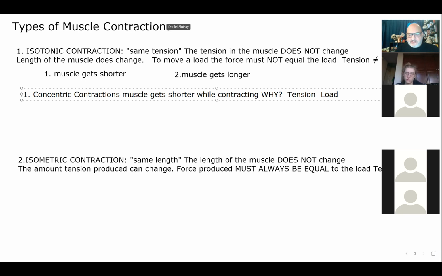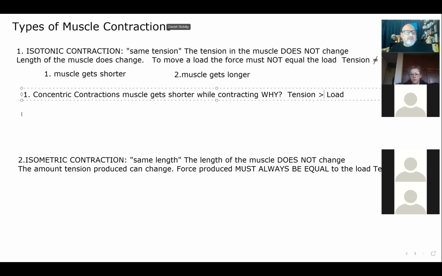All right, the tension, excellent. The tension that I'm producing, the force that I'm producing, has to be bigger than the load. If I have 2 pens in my hand, then I need to produce 3 Slutsky's worth of force to lift them up. The force I'm producing has to be greater than the load. And in that way, the muscle gets shorter.